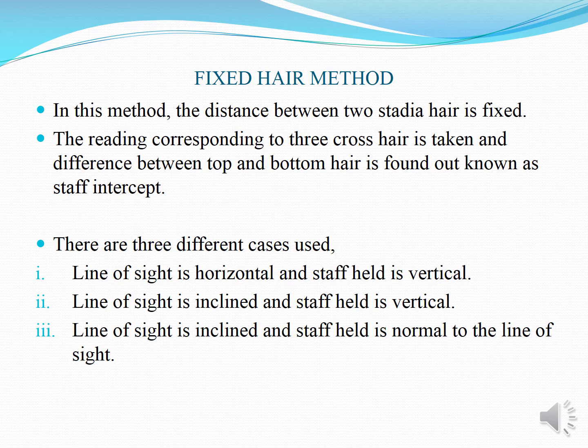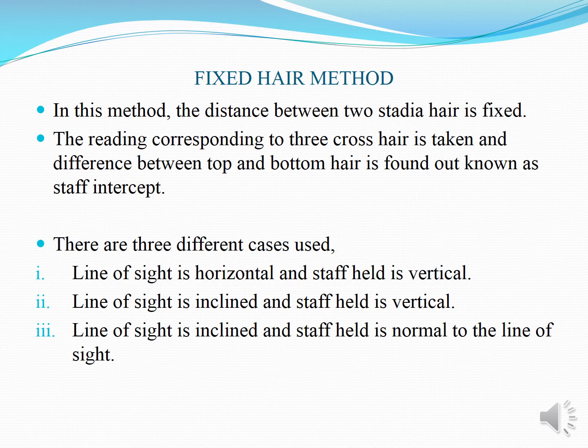So see this method, the fixed hair method. In this method, the distance between two stadia hairs is fixed, and the readings corresponding to the 3 crosshairs are taken, and the difference between the top and bottom hair is found. This difference between the top hair and bottom hair is called the staff intercept. And there are 3 different cases used in this fixed hair method.